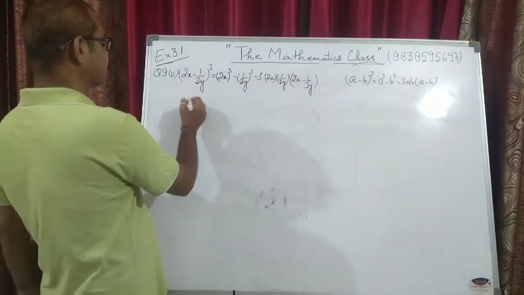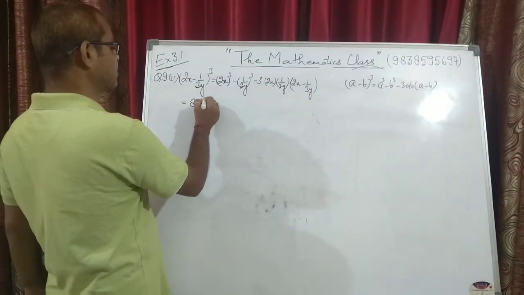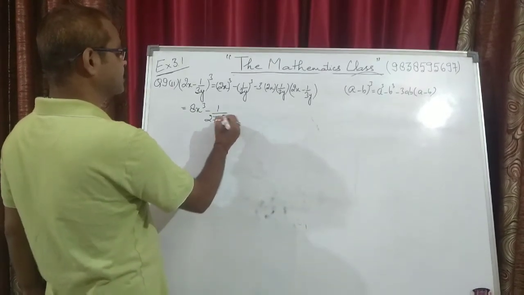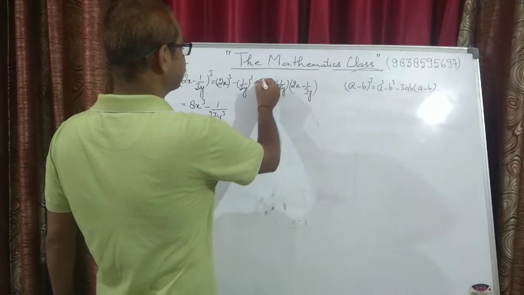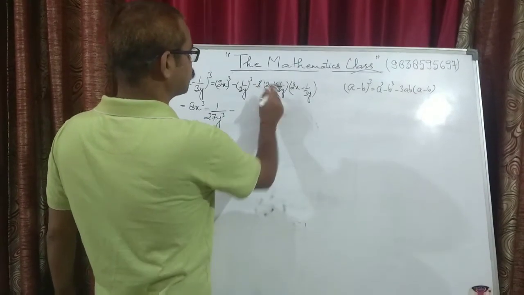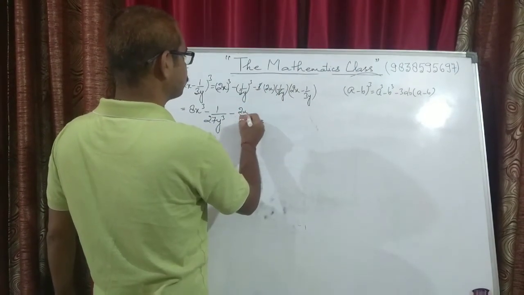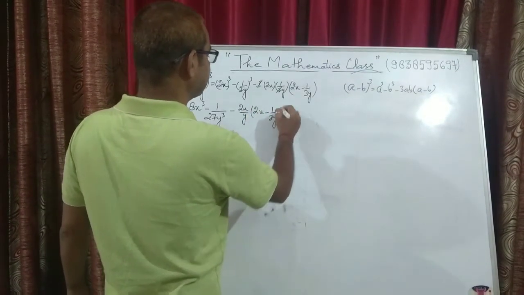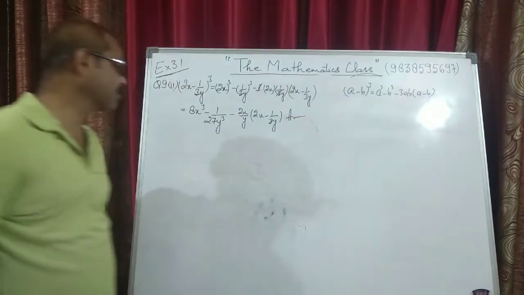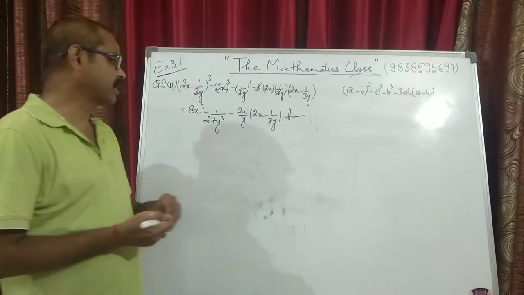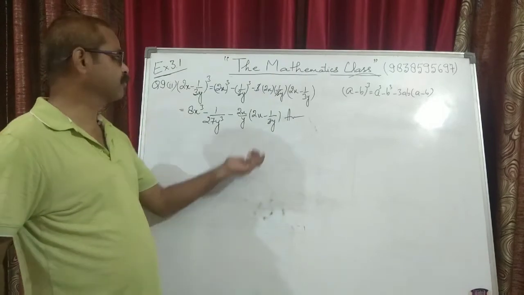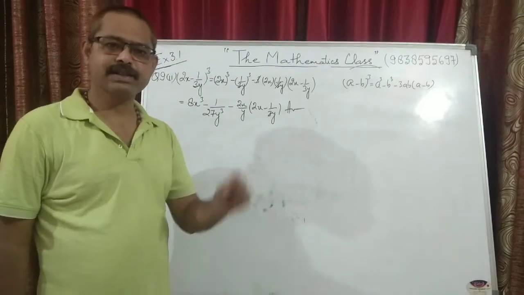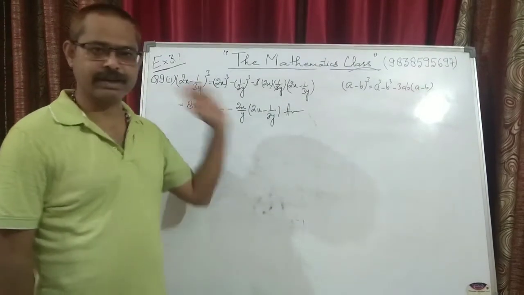Now when you solve it out, it will go to 8x cube minus 1 upon 27y cube, and this 3 and 3 will get cancelled, minus 2x upon y into 2x minus 1 upon 3y. If you want, that is the final value, or if you want, you can multiply or open this bracket. But since this is a part of factorization, it's easy to keep it as simple as it can be. So this is the final value.